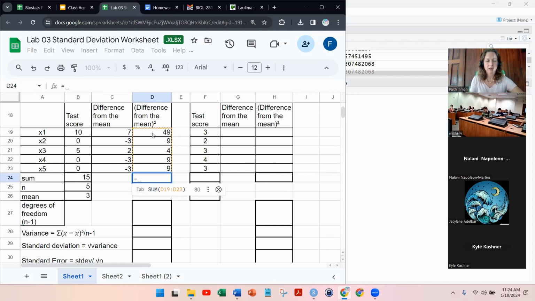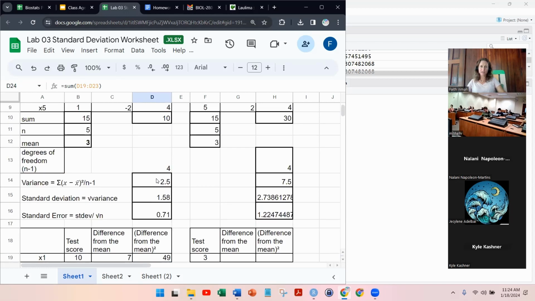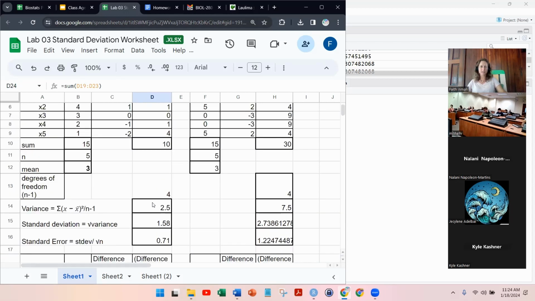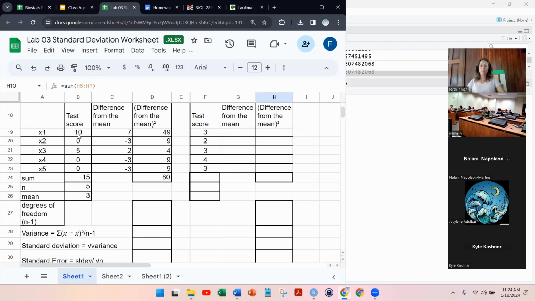Equals sum of these squared differences from the mean. And our sum of squared differences is 80. It's 80 now. Look, compare that to before when our sum of squared differences was 10 or 30, right? We have a lot more variation.